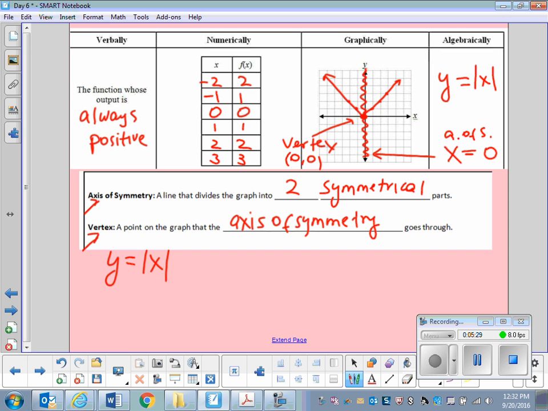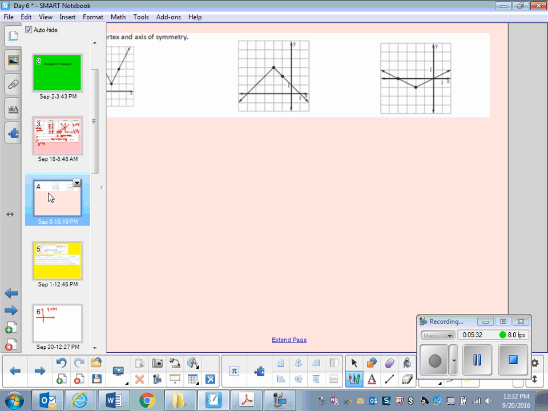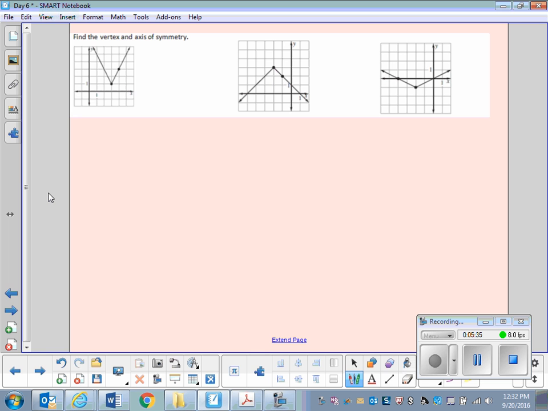Okay, so let's practice. Looking at these three graphs, and I'm sorry about the printout, the quality, our printer is like that. Okay, so looking at this first graph, what do you think the vertex is, and what is the axis of symmetry? Which line do I need to divide my graph into two symmetrical parts? Three. So it's probably this one, right? So how do I define it? X equals what? Three. Very good.